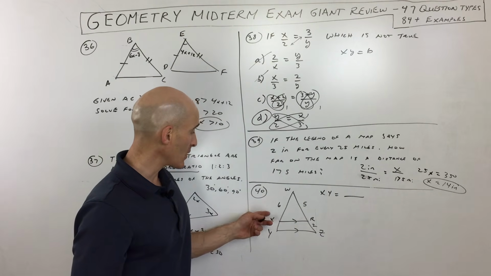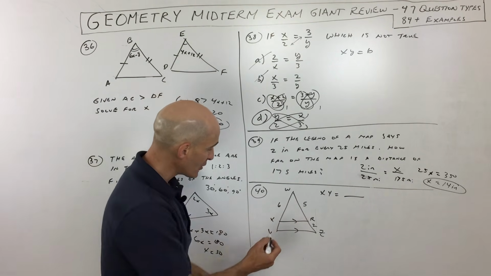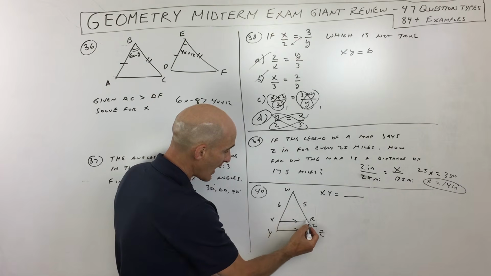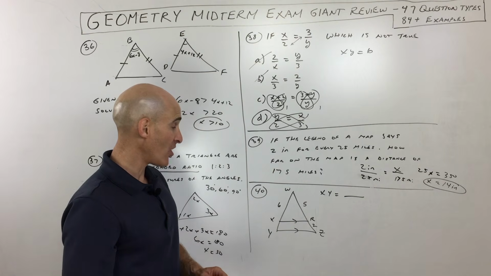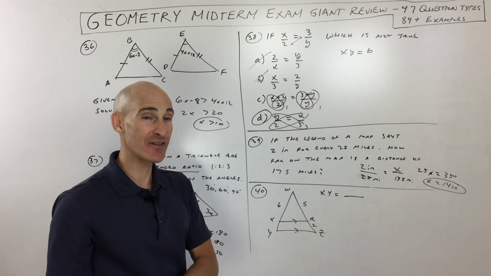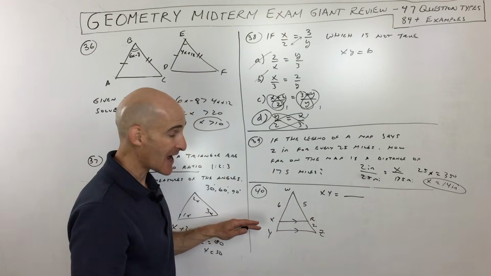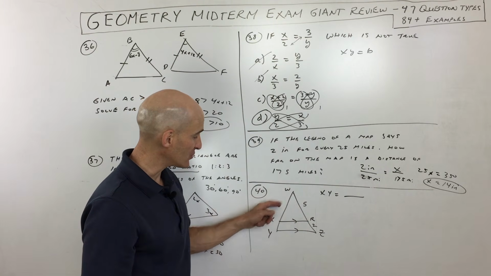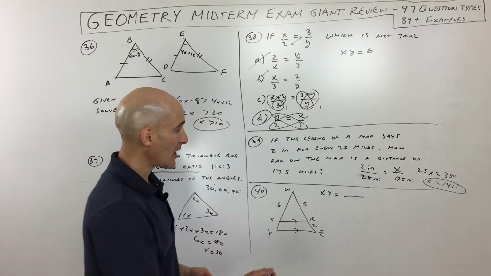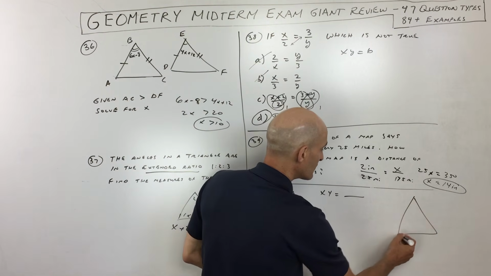Okay, so on number 40, they give us this triangle here. Notice they draw this line here, XR, which is parallel to the base, YZ. This is called the triangle proportionality theorem, or sometimes the side splitting theorem, because this XR splits the sides of this triangle into 2 pieces. And so here's how it works. I'll just show you the property real quick.